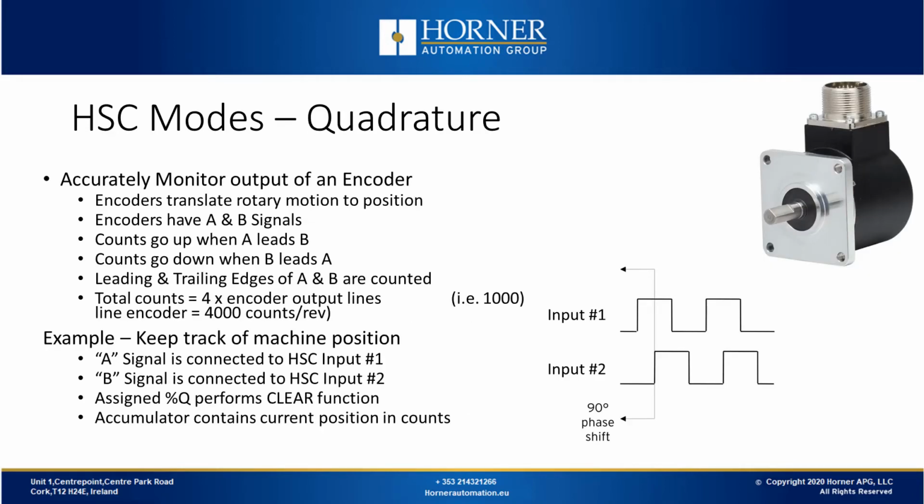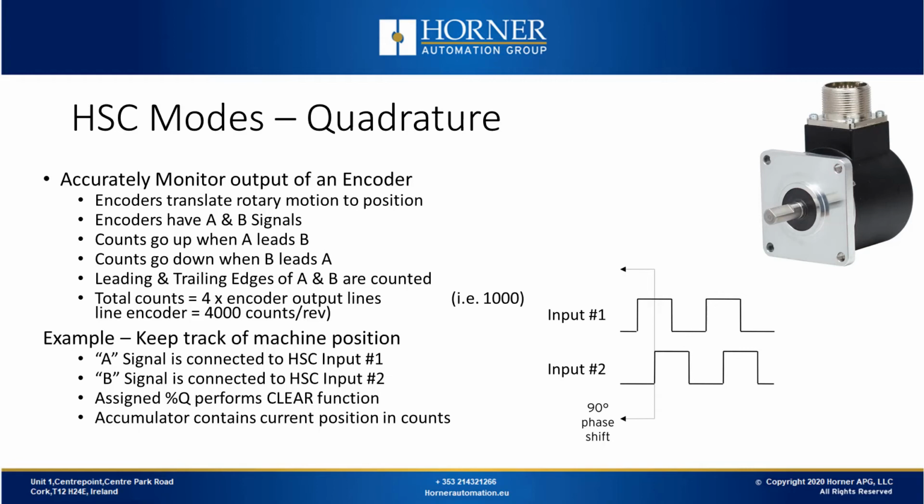Now let's talk about quadrature. Incremental encoders are the most common devices that use quadrature. With quadrature, an encoder typically has two outputs, an A pulse and a B pulse. Those pulses are configured so that they are 90 degrees out of phase. The A pulse is wired to input 1. By monitoring these two signals, the high-speed counter will count up when A is leading B, or input 1 is leading input 2. The counter will count down when the opposite is true.